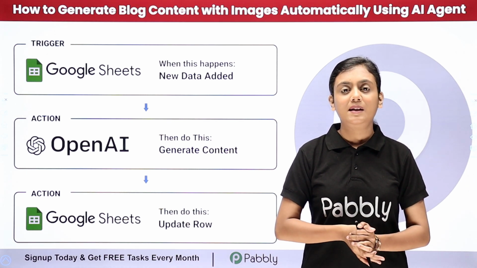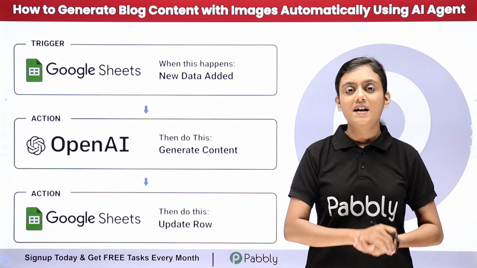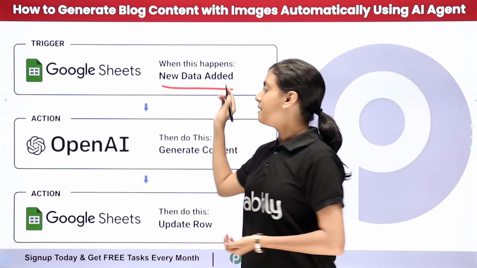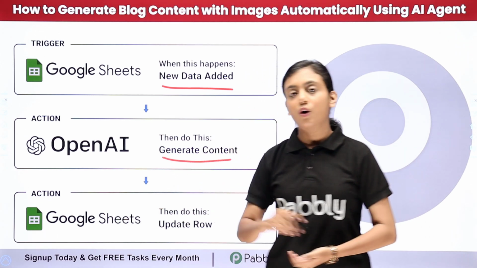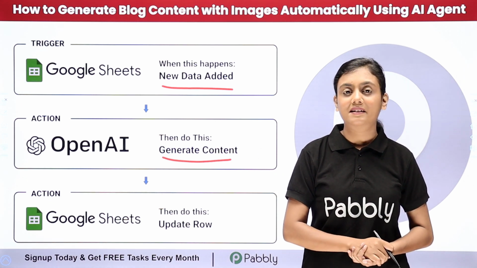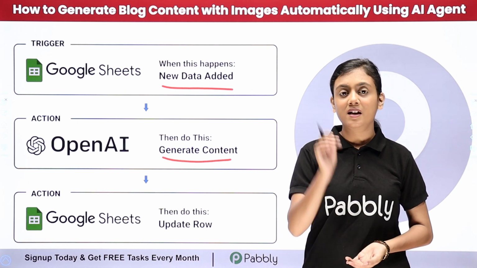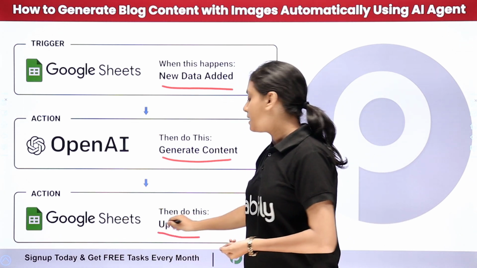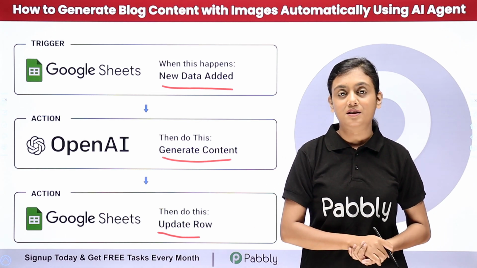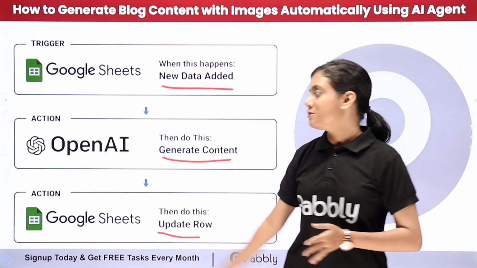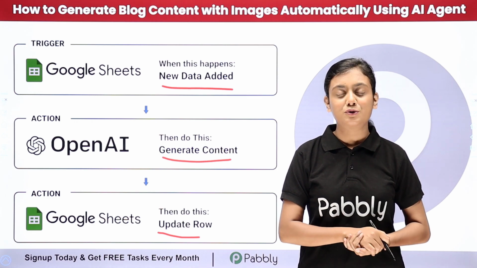In my Google Sheets, I keep the ideas of the blogs, like the title and the relevant keywords. So now, as soon as I add the data, like the title and the relevant keywords, in my Google Sheets, automatically an AI agent is going to generate the blog content with the image related to the title that I've added. And as soon as these details are generated by the AI agent, they are going to be automatically updated in my spreadsheet, the content as well as the image URL, to create a systematic record. So now if you want to learn how to create this amazing AI agent for yourself, for your business, then let me take you to my screen.